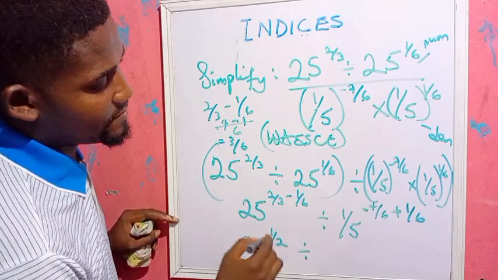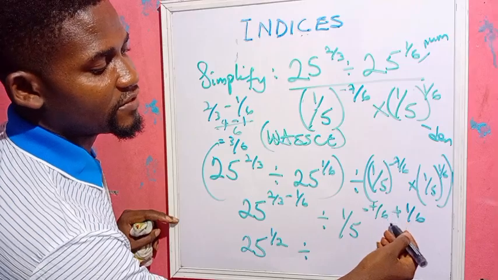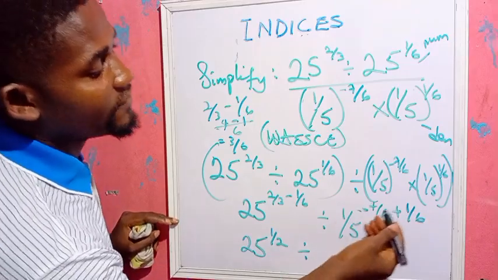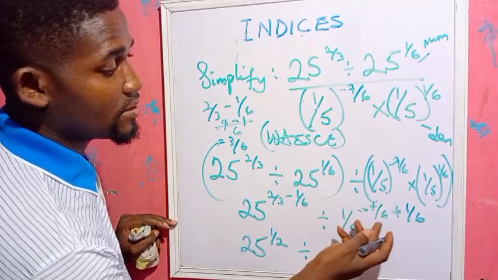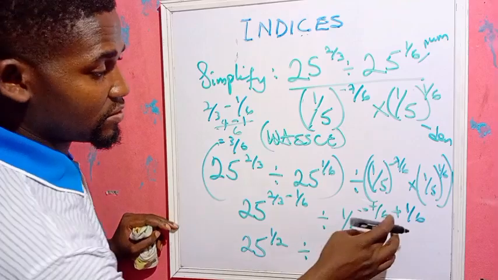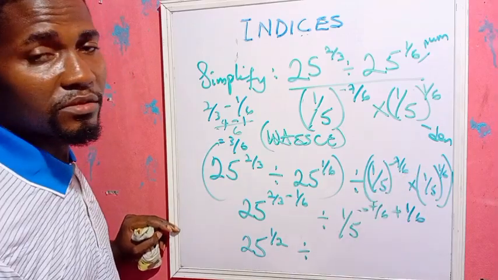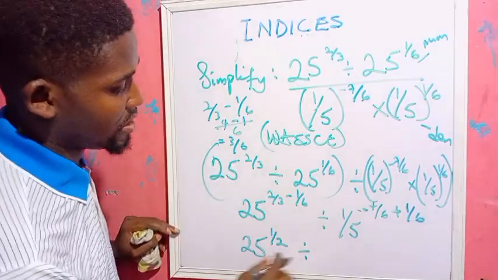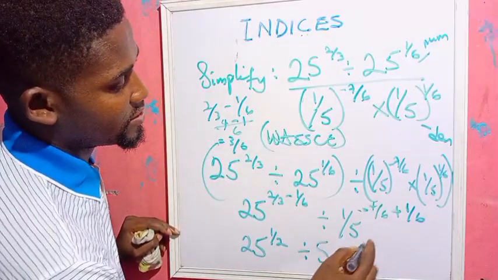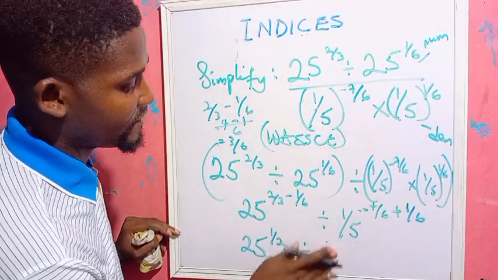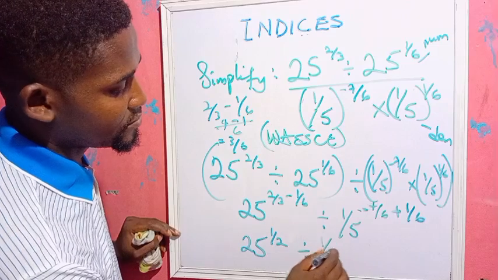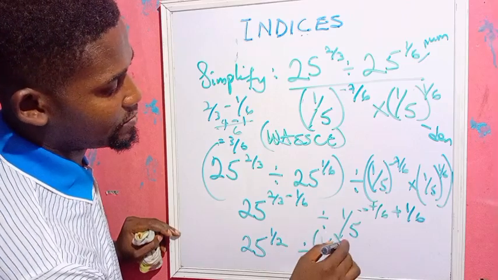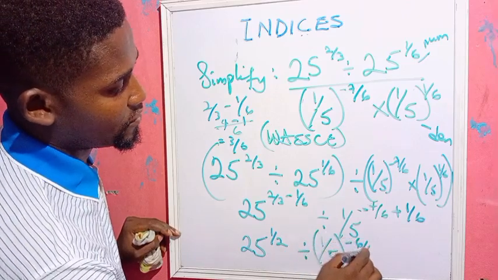Then divided by minus 7 over 6 plus 1 over 6. Since the denominators are the same, we just solve the numerator. Minus 7 plus 1 is minus 6. So we have 1 over 5 raised to the power minus 6 over 6.